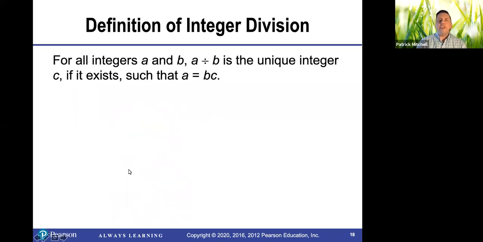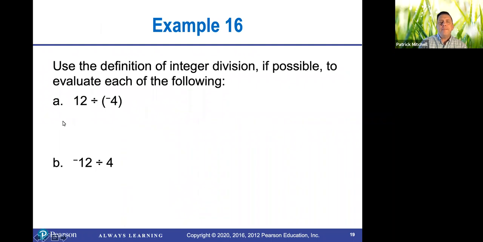Definition of integer division. For all integers A and B, A divided by B is the unique integer C, if it exists, such that A is equal to B times C. So this is what I've sometimes called before division is a mystery missing number in a multiplication problem. Okay, so we can use this definition to evaluate each of these quotients.